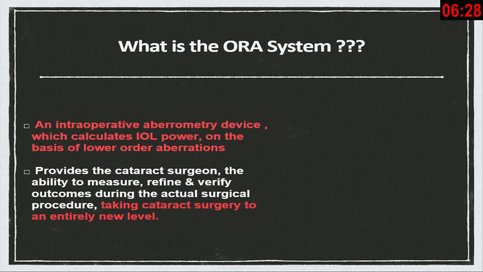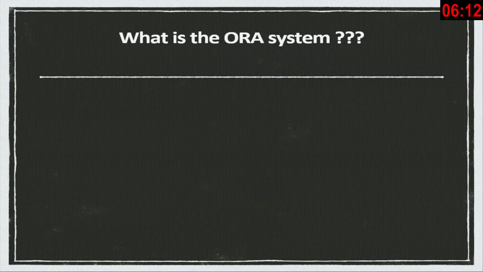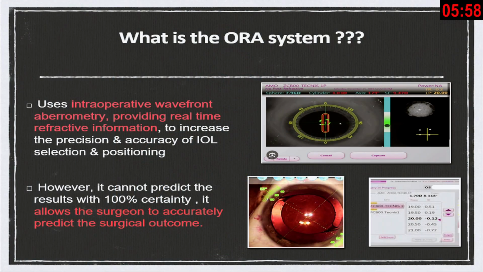So what is basically OptiWave refractive analysis? It is an intraoperative aberrometry device which calculates the IOL power on the basis of lower order aberrations. It provides the cataract surgeon the ability to measure, refine, and verify outcomes during the actual surgical procedure, taking cataract surgery to an entirely new level. It uses intraoperative wavefront aberrometry, providing real-time refractive information to increase the precision and accuracy of IOL selection and positioning. However, it cannot predict the results with 100% certainty. It allows the surgeon to accurately predict the surgical outcome.